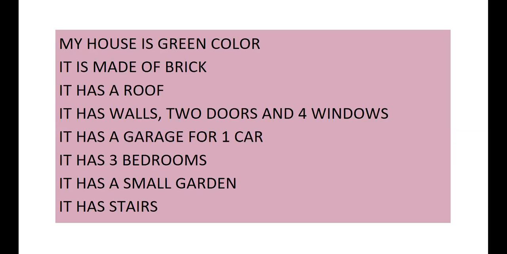Pero luego digo, it has a roof, tiene un techo. La casa, ¿verdad? It. En lugar de decir the house, yo digo it, ¿verdad? Porque arriba ya dije my house. Entonces, para no volver a repetir, my house has a roof, no, digo it.